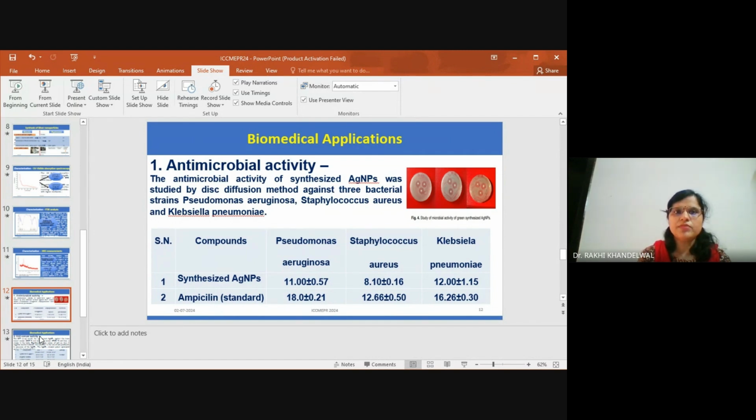After that, we have studied the biomedical applications of the synthesized silver nanoparticles. First, we have performed the antimicrobial activities. The antimicrobial activity of synthesized silver nanoparticles was studied by the disc diffusion method against 3 bacterial strains, that is Pseudomonas aeruginosa, Staphylococcus aureus, and Klebsiella pneumonia. Against all the 3 bacterial strains, the synthesized silver nanoparticles show very prominent, significant results. That means these synthesized silver nanoparticles effectively inhibit the growth of these 3 bacteria.